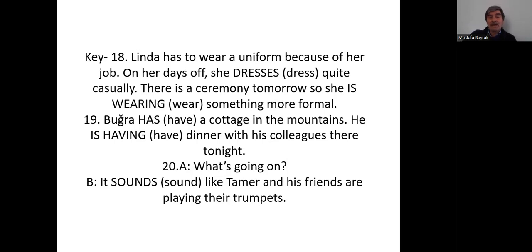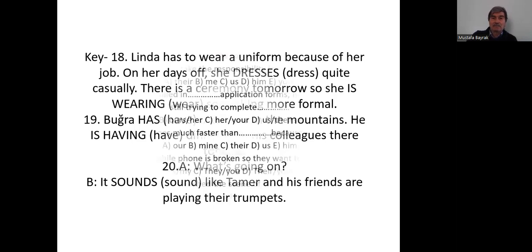19. Bora has a cottage in the mountains. Yes, Bora owns, possesses a cottage in the mountains. He's having dinner with his colleagues there tonight. He's having dinner means he's eating dinner with his colleagues there tonight. Action verb. What is going on here? It sounds like Tamer and his friends are playing their trumpets. Yes, it sounds like that.